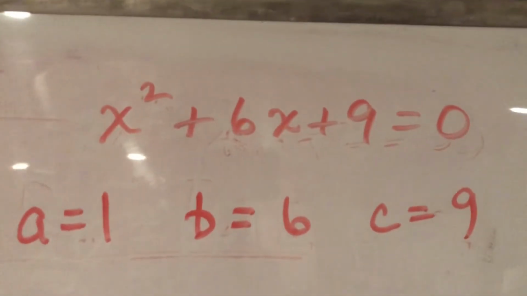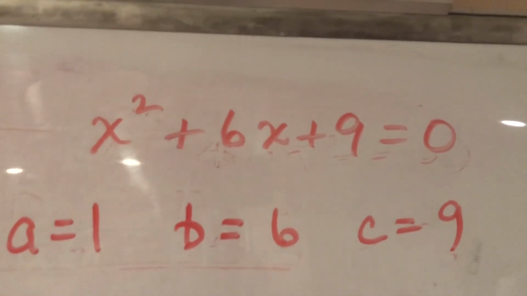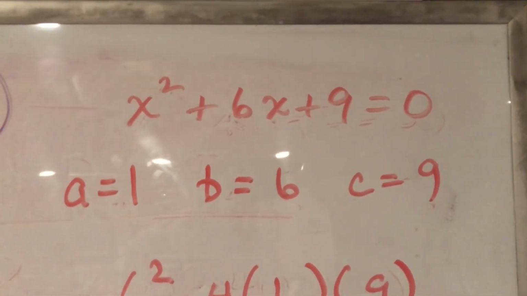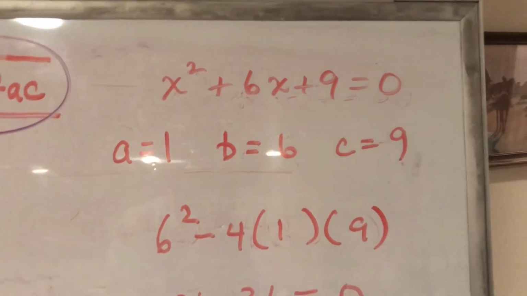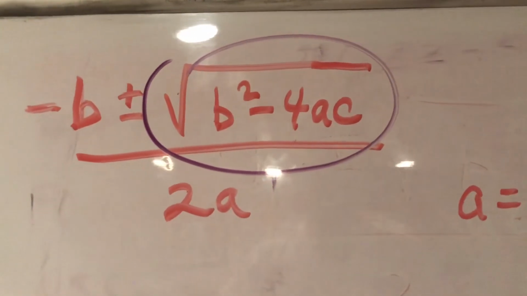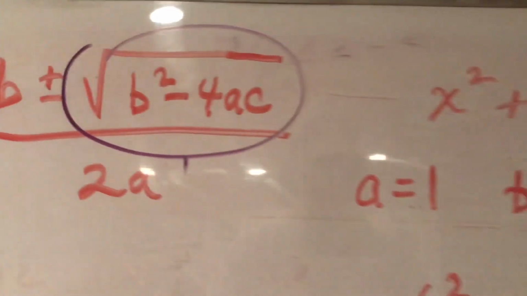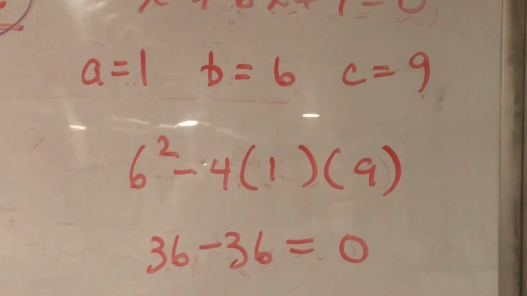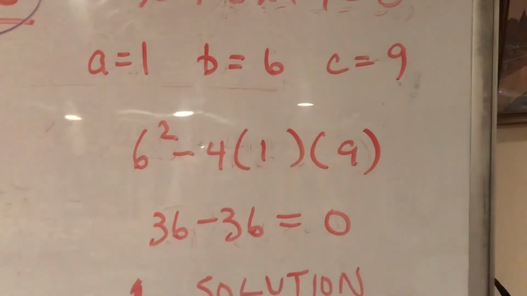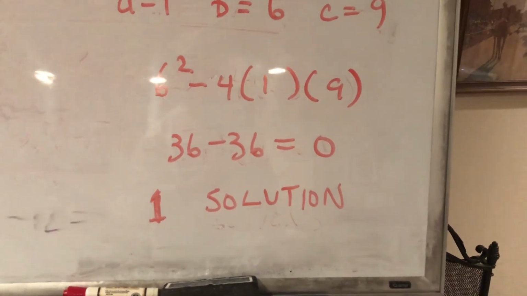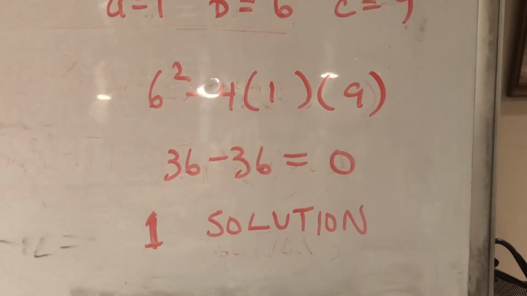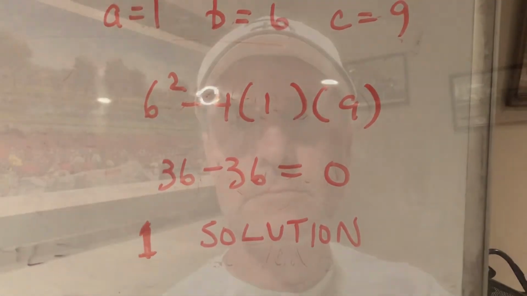One more time. Our equation is x squared plus 6x plus 9, and we determined that a is 1, b is 6, and c is 9. Now we go to the discriminant part of the quadratic formula. Plug in 6 squared minus 4 times 1 times 9. Order of operations tells us that 36 minus 36 is equal to 0. And when that comes up, we know that we have one solution.